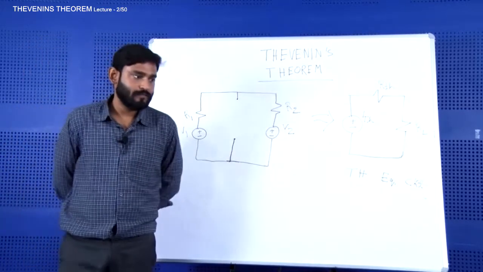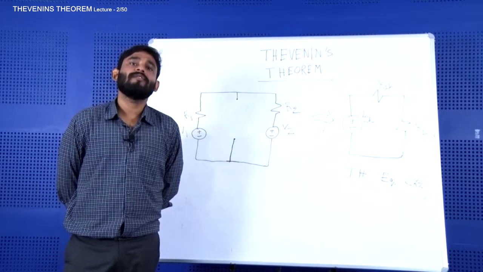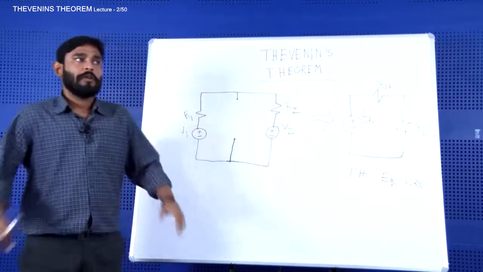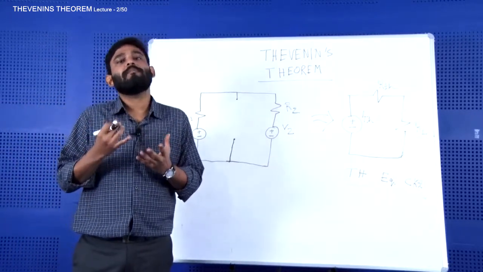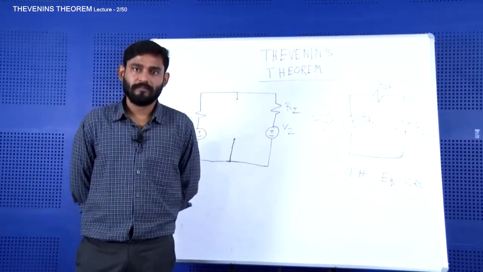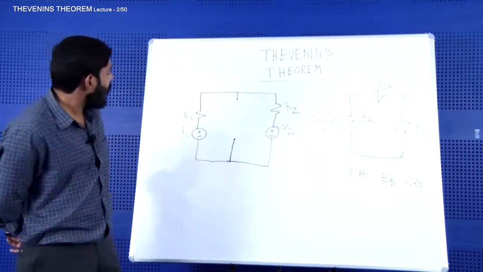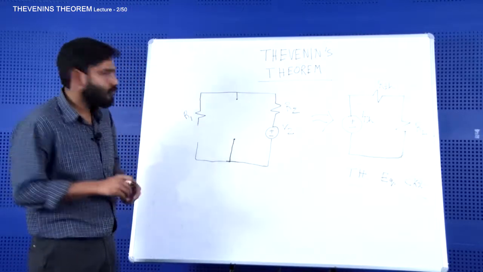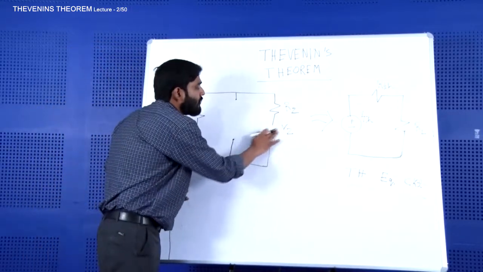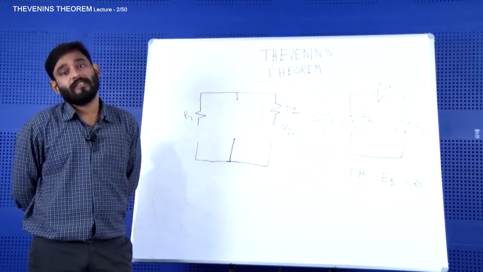What is RTH? RTH is nothing but the total internal resistance of the circuit, or rather the property that basically represents the circuit physically. That is RTH. So how are you going to calculate RTH? There is a very standard procedure to calculate the RTH. First, you have to remove all the sources by their internal resistances.